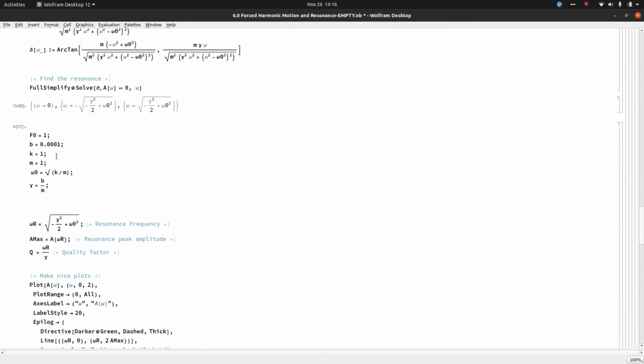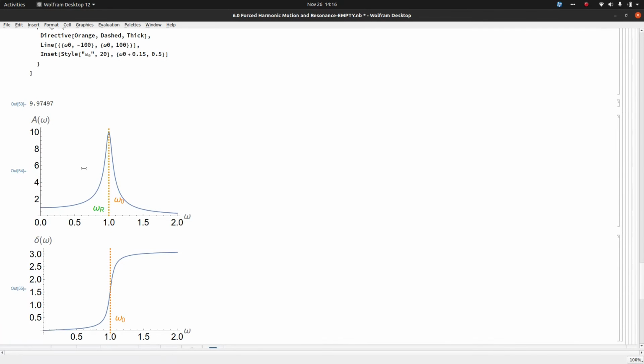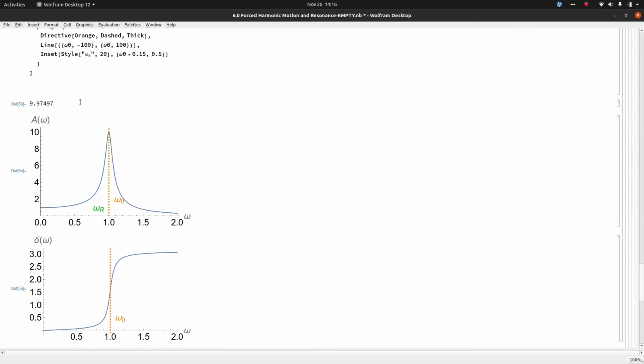Let's add a little bit more damping and see what starts to happen. So we're going to increase our damping coefficient B to 0.1. And you can see this starts to spread out a little bit. My resonance peak is no longer as sharp. My Q value goes down to about 10. And my phase no longer discontinuously jumps from one side of the resonance peak to the other. You can see you more gradually go from in phase to out of phase.